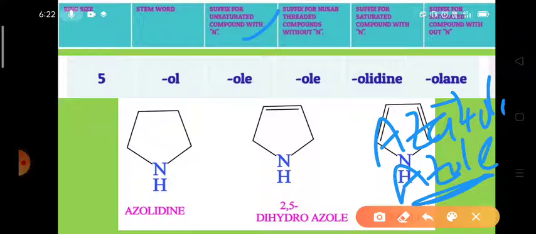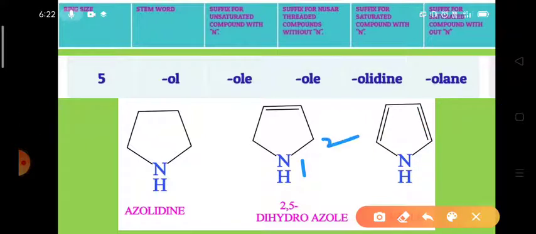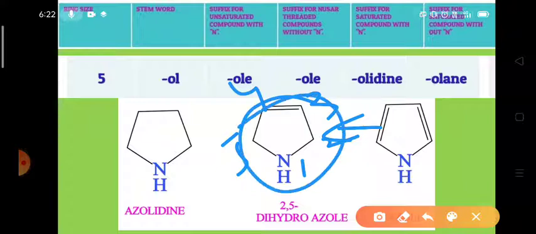And for this one, how we have to name 1, 2, 3, 4, and 5. So it is derived from here, no? So it is considered as the reduced compound of the azole. So that's why we give the name as the 2,5-dihydroazole. 2,5-dihydroazole.